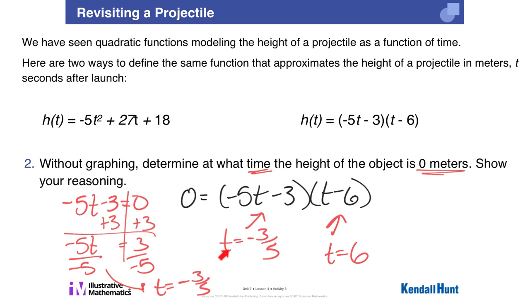Now, if you're thinking about what makes sense and what doesn't, t is representing time here. So does it make sense to have a time that's negative? No. It only makes sense to have a time that's positive. So 6 seconds is the only one that's going to make sense. After 6 seconds, this object is on the ground. Now, even though this negative time doesn't make sense, it is still a solution to the quadratic. It's just that because this is more of a real life situation, we know that it's not going to be meaningful to us.